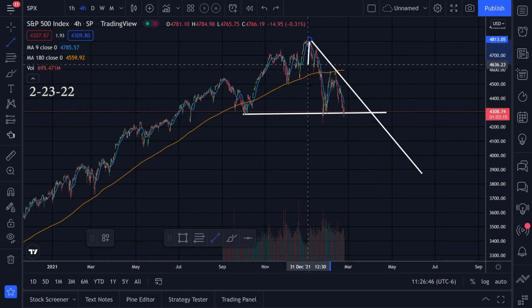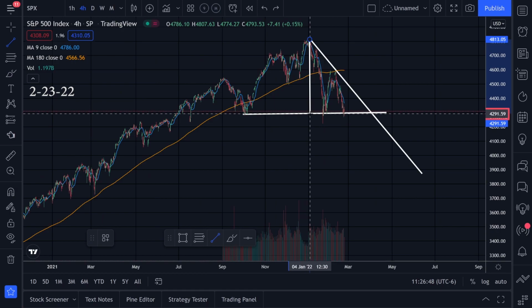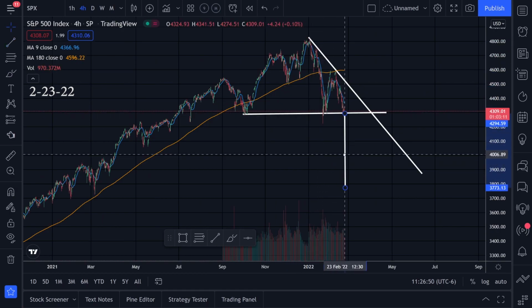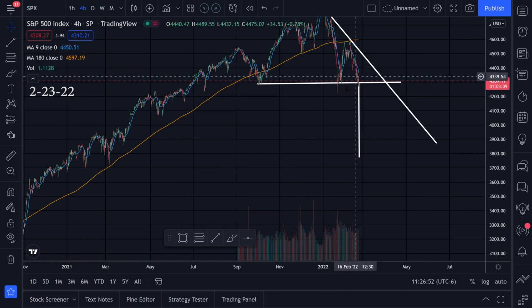And I'll be looking at this target from the top to the bottom of this head and shoulders, possibly something like that, if we continue to head down.